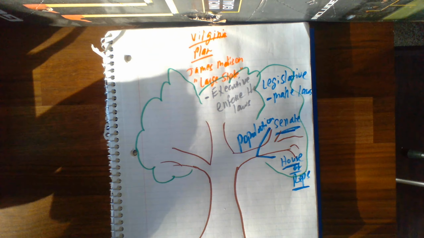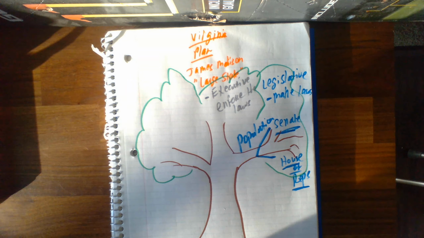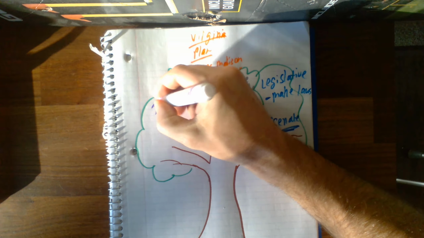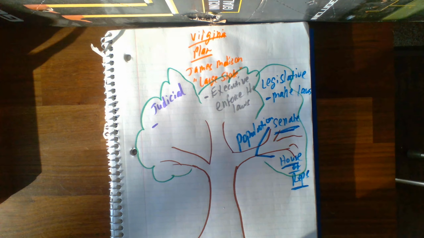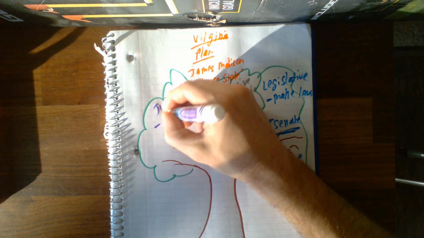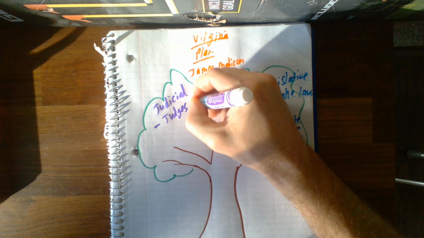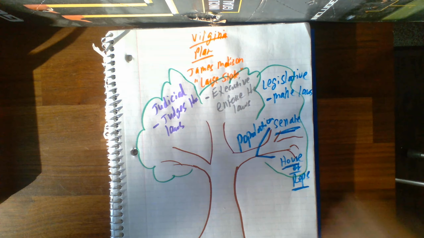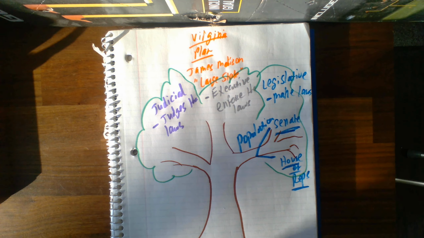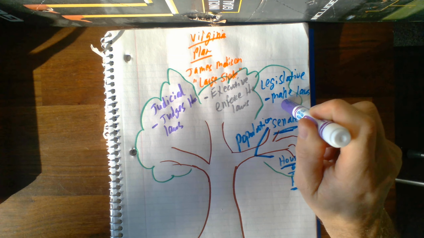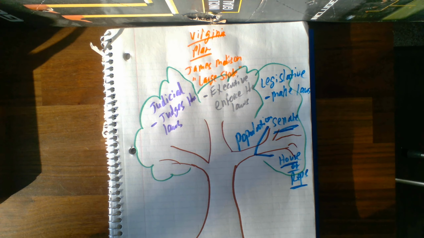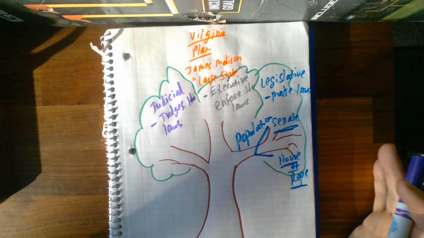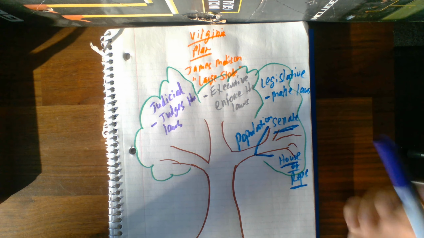The last branch that we're going to talk about is going to be the judicial branch. This branch is actually my favorite branch. This branch is going to be responsible for judging the laws. And what that means is that they're going to look at the laws made by the legislative branch and then the laws enforced by the president and the executive branch. And they're going to make sure that those laws are safe, that they're good, that they're legal, that they're actually something that's going to benefit the people.